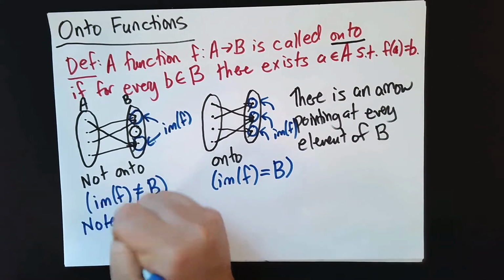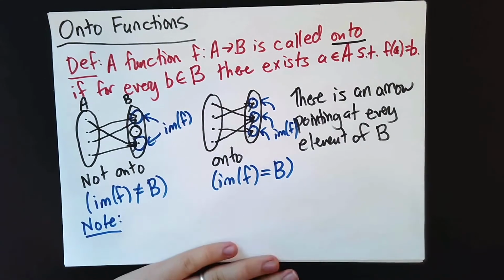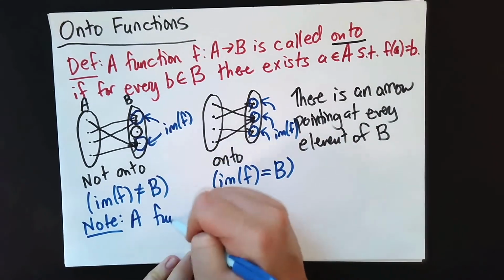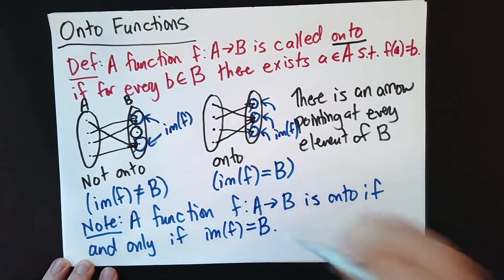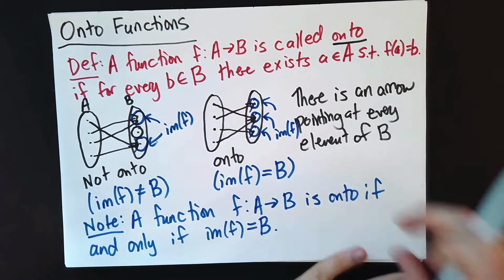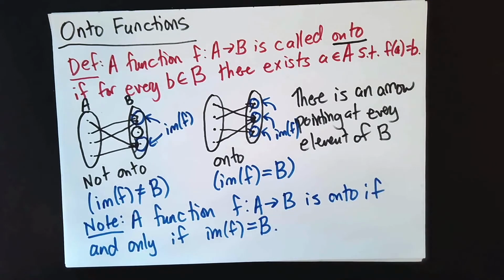And so you can note, and I guess this is a proposition, but it's almost a tautology, a function is onto if and only if its image is B. So in this way, we can relate this back to things that we've thought about before.